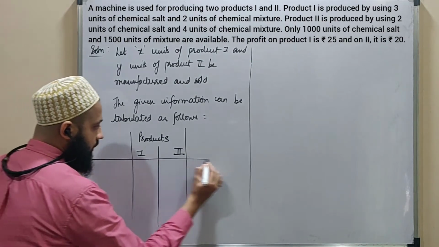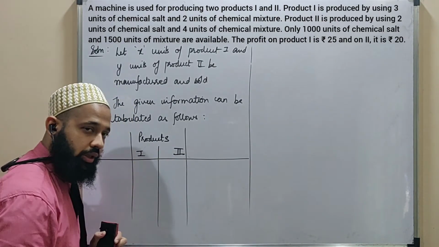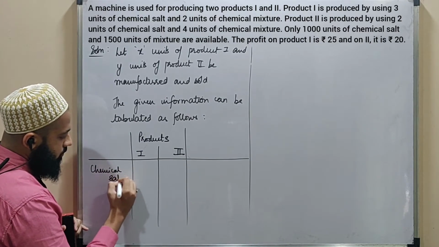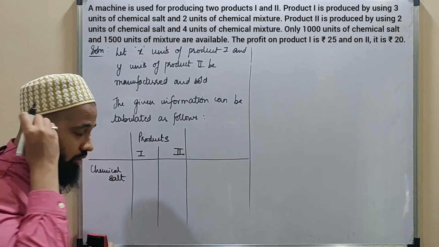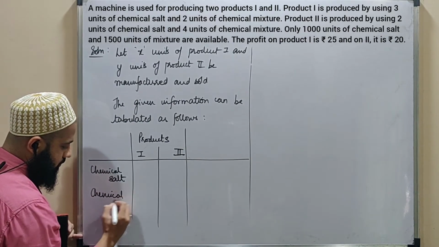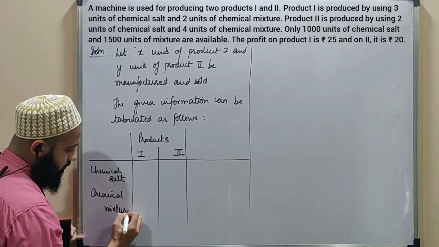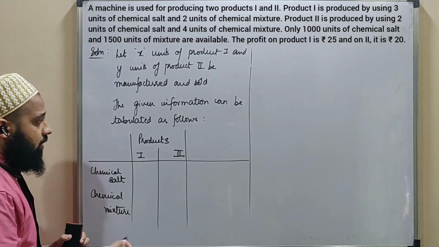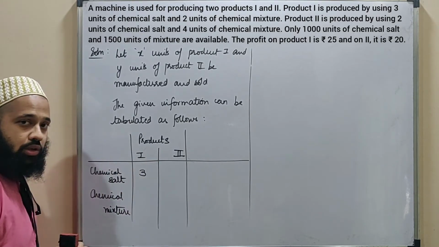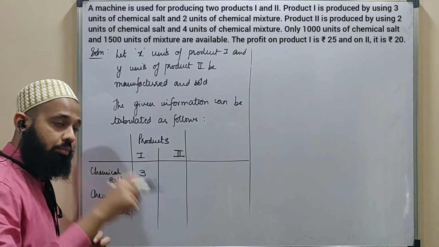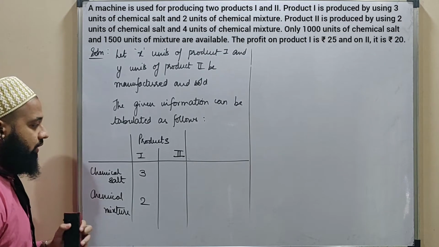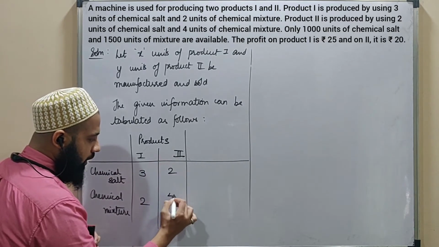Now talking about your constraints, see, both 1 and 2 require two things. It requires chemical salt and it also requires chemical mixture. Let's see, product 1 requires how many units of chemical salt? It requires 3 units. And it requires 2 units of chemical mixture. So product 1 chemical mixture is 2. With respect to product 2, we have these values as 2 and 4.